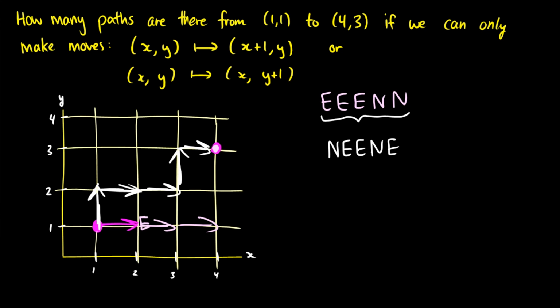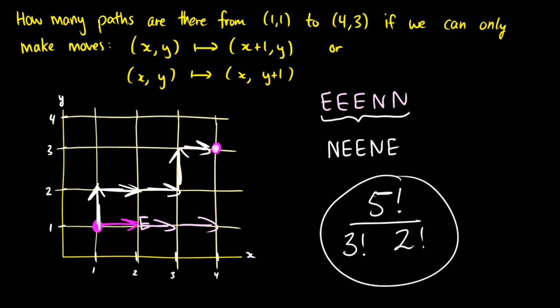So really this is just a word rearranging problem. There's 5 total letters, essentially, 5 total moves. 3 of them are easts, so we divide by 3 factorial. 2 of those are norths, we divide by 2 factorial. And this is the number of ways in order to walk from 1, 1 to 4, 3 if you only move right or only move up.